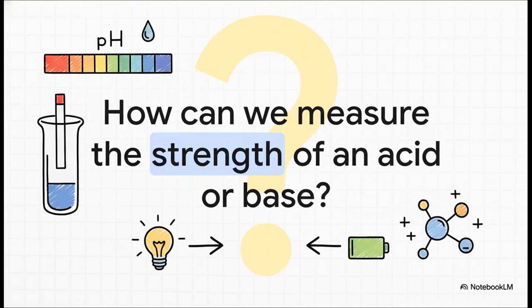So we have solved the mystery of what acids and bases have in common. But this leads us to a new question. We know some acids, like vinegar, are weak, and some, like battery acid, are very strong. So, how can we measure this strength? That is the question we will explore in our next session.